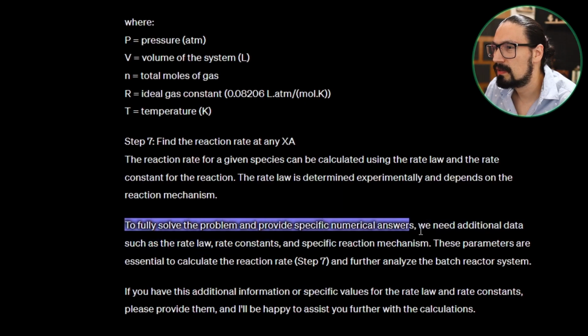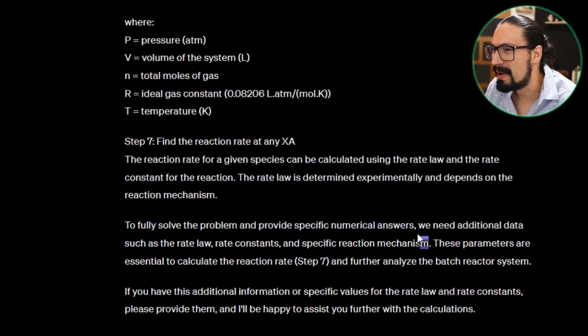To fully solve it, we need additional data such as the rate law, or rate constants, and the specific reaction mechanism. Although this may be kind of true, in reality you don't need it, because we are just making a theoretical approach. We're just going to set up values for X, in the theoretical assumption that X can go to 100%, the conversion of the limiting reagent. Although this could be technically correct, you could still do it theoretically.